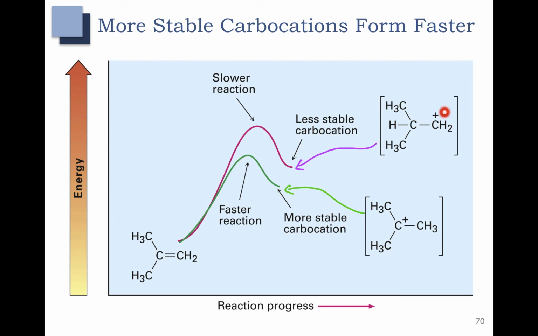The less stable carbocation has higher energy than the more stable tertiary carbocation, and it is also formed slower because the energy needed to form it is much greater than the tertiary carbocation. That's all I have to say about carbocation stability for now, and we're definitely going to do way more on this later.